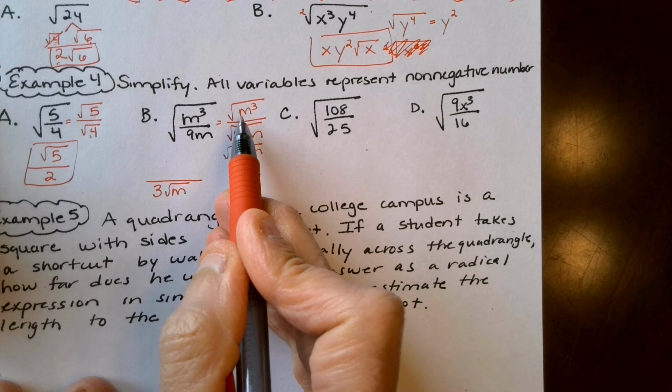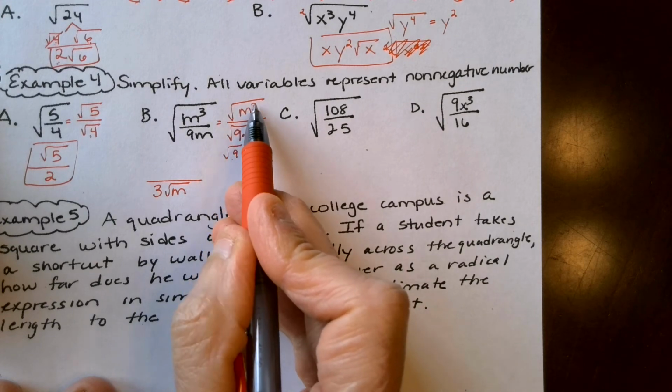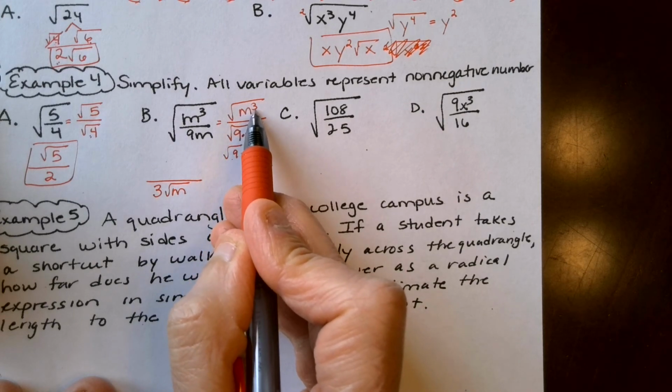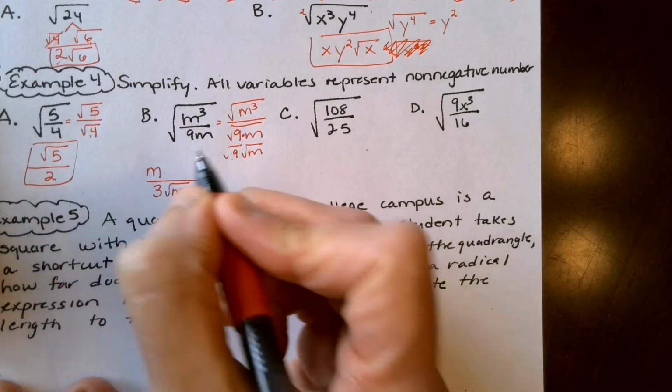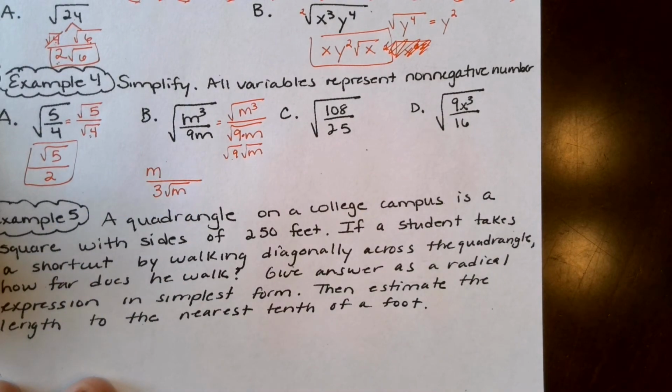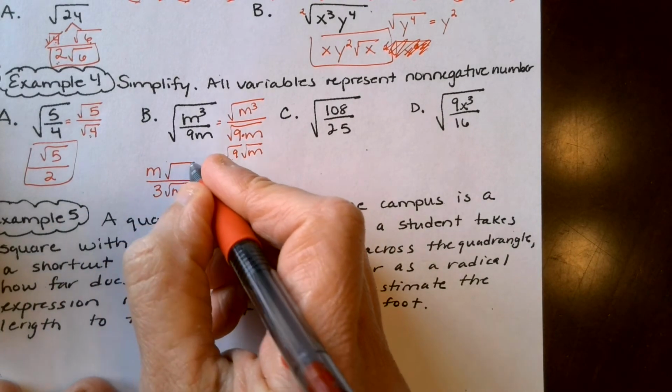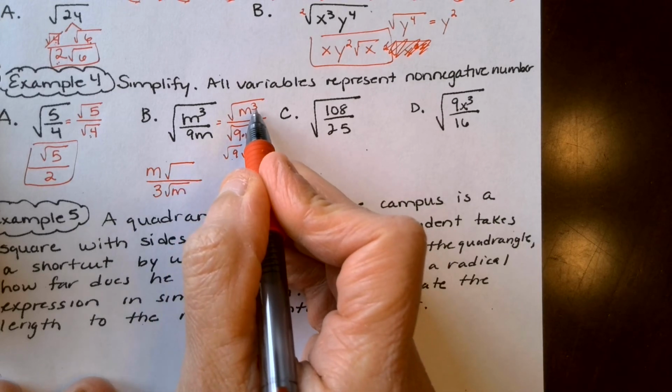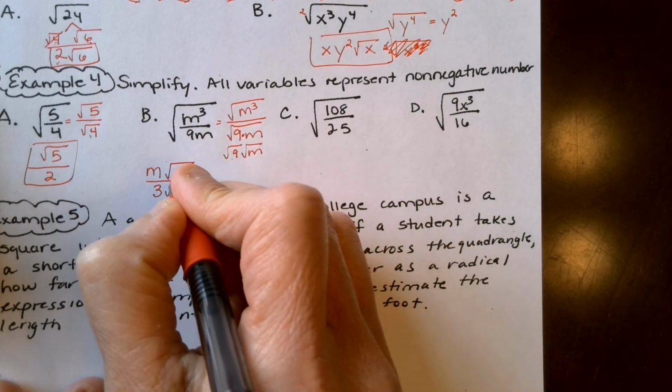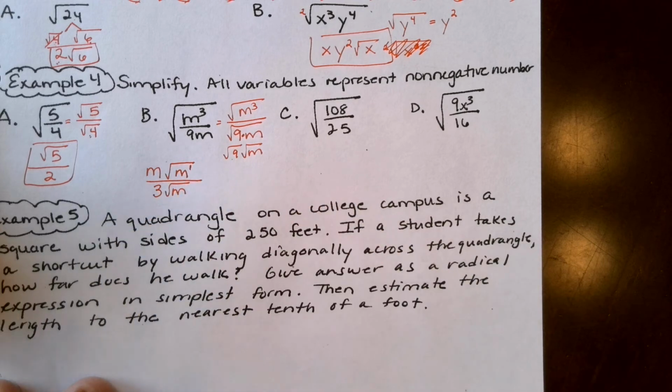And what happens up here? How many sets of 2 are in here? 1. So I will pull out an m to the 1. And then there's something still left, isn't there? I pulled out a set of 2, so I have 1 left. And you don't have to put the 1 there, but just to show you.